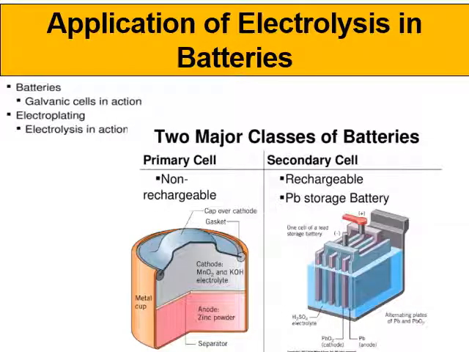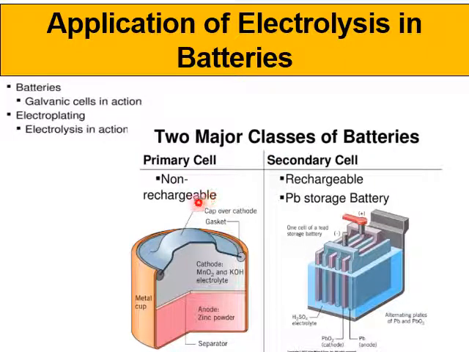So now, I will go with application of electrolysis and battery. Actually, electrolysis can go into application either in battery using galvanic cell, or electroplating, or in electrolysis in action. Okay, so you can look at two major classes of battery. We have primary cell or secondary cell. Primary cell is a cell that cannot be recharged.